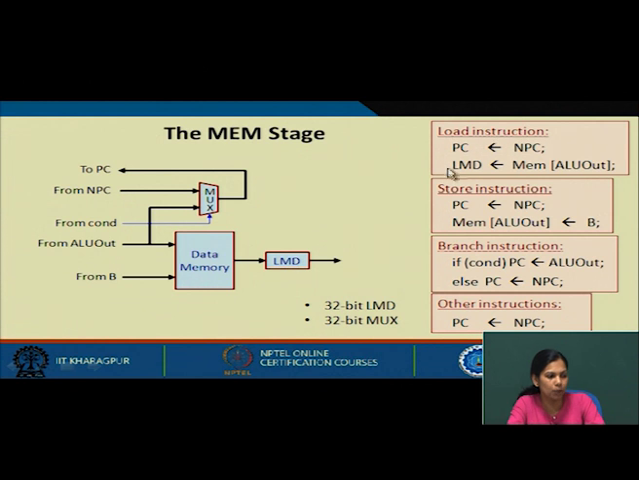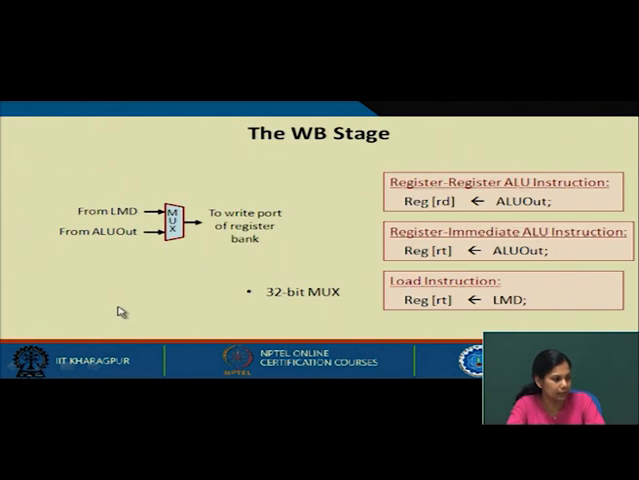So for the load operation, this happens where the memory location pointed to by ALU out is read and stored in LMD. And in all cases, we can see that the updated value of PC, which is stored in NPC, is stored in PC. So similarly, all other operations can be taken care of using this particular data path.